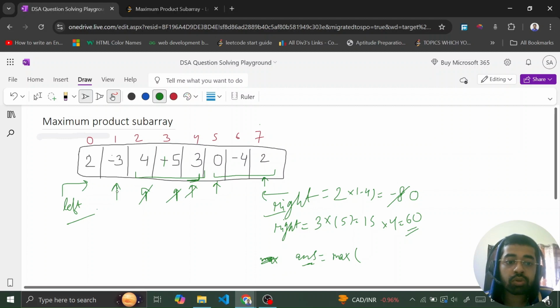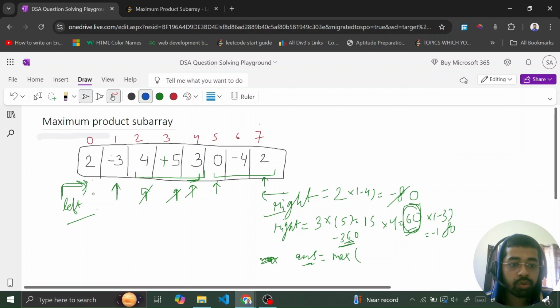Because the moment it goes to next element, it will make it 60 into -3, which is -180, which is lesser now from the previous 60, right? So we have to log it at every point. Now -180 and -180 into 2, which is -360. So when the right actually traverses the whole array, it reaches to a -360, but in between it has given us a subarray which is of product 60, right? Now we will go from the left.